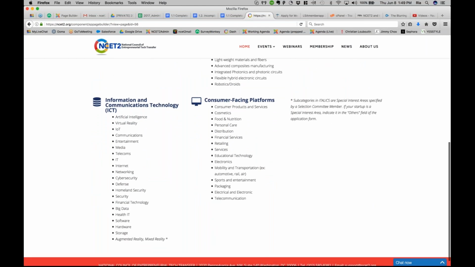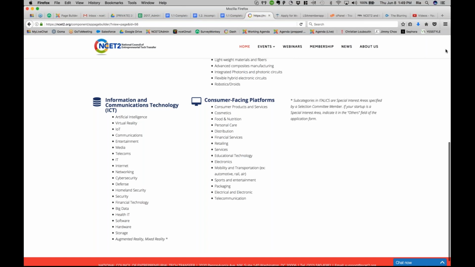And then information technologies: virtual reality, artificial intelligence, Internet of Things, of course, very hot. But we also have folks who are interested from the government in Homeland Security, in defense, and big data. Those guys are very much into that. Again, augmented reality, mixed reality, artificial intelligence, very, very hot topics in these areas.